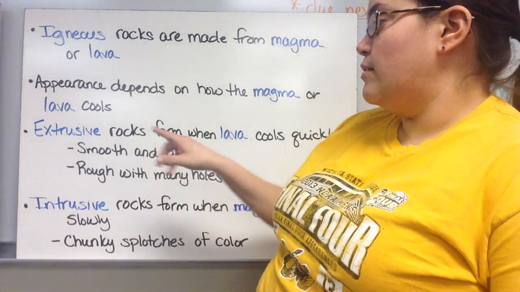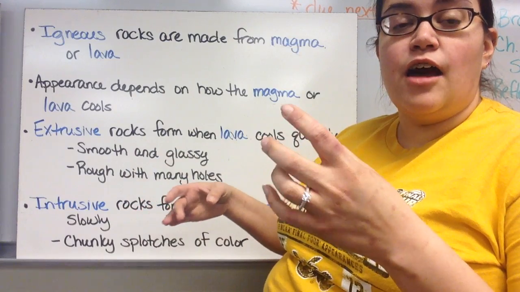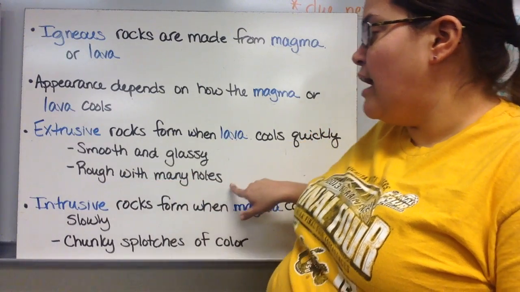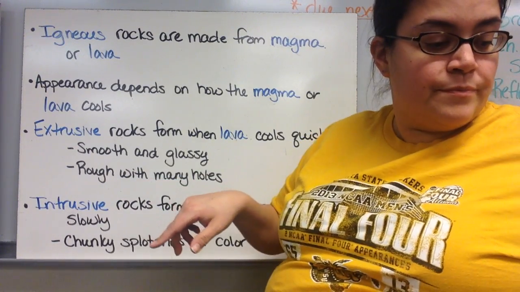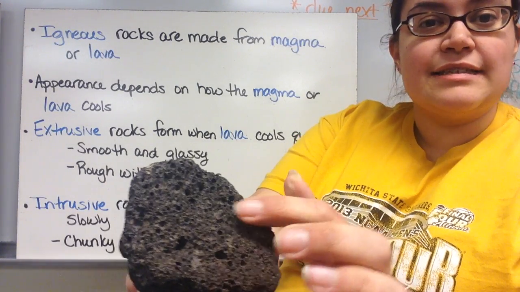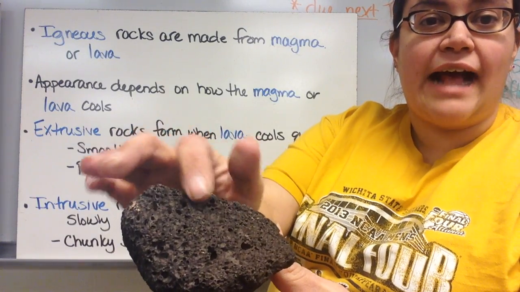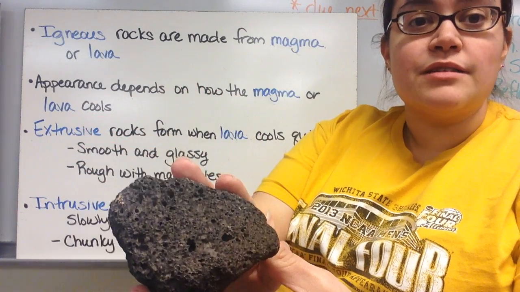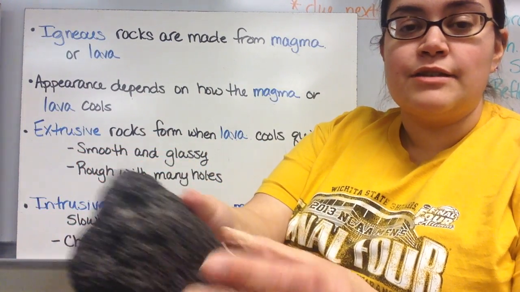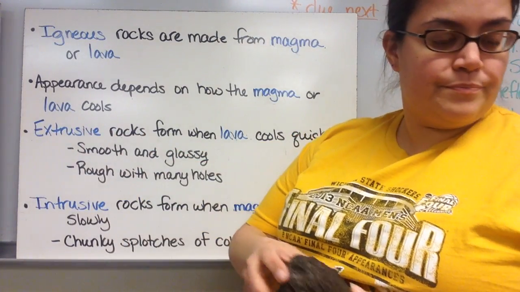So if the lava has a lot of gas inside of it, because remember when a volcano erupts, there's gas and ash and lava all coming out together. If it has a lot of gas in it, it will be rough and it will have a lot of little tiny holes. So that's what this one looks like. So you can see it's got a really rough surface and it has thousands of little tiny holes in this rock. And that's where all the gas was trapped when it cooled off. So this rock still cooled off really quickly. It just had a lot of gas trapped in it when it cooled off. So this is called pumice. And it is an extrusive igneous rock.